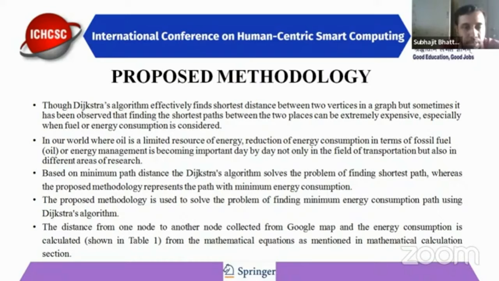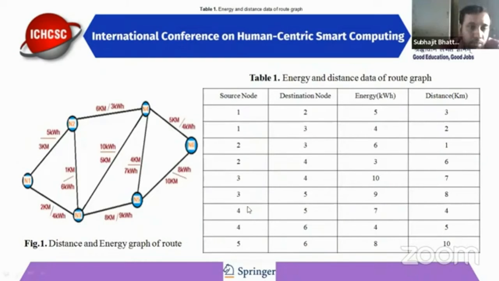So we are replacing the distance between the 2 vertices with the energy consumption, and based on the Dijkstra algorithm, we will try to calculate the energy consumption, not the minimum path. We are trying to calculate the minimum energy consumption between the 2 vertices. The method is the same, but here you need to calculate the energy consumption between the 2 points with some sort of mathematical model. So the mathematical model is, and this is our proposed graph.